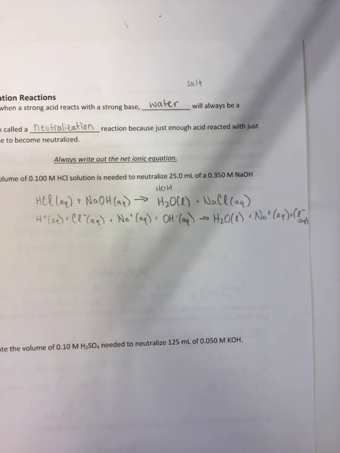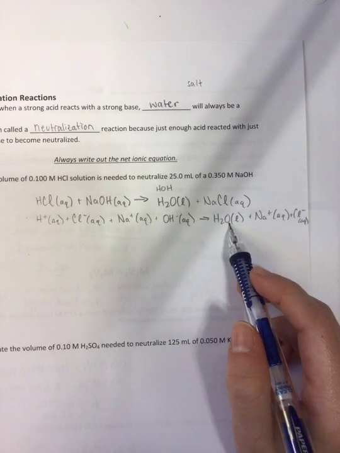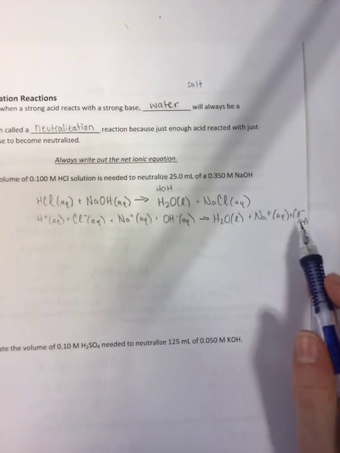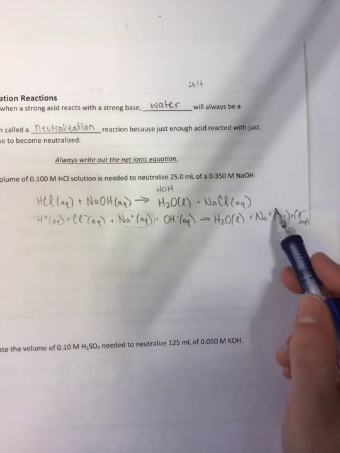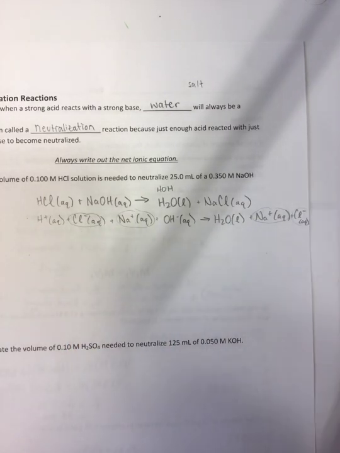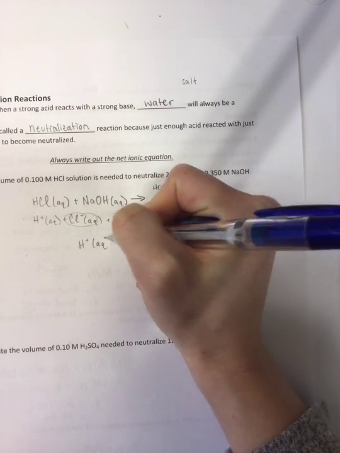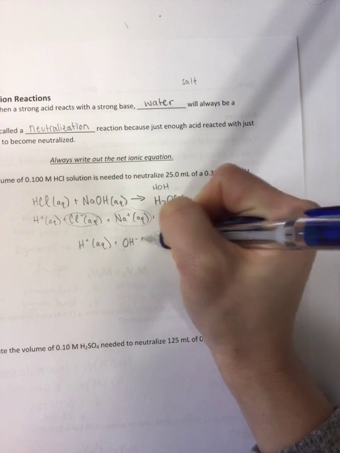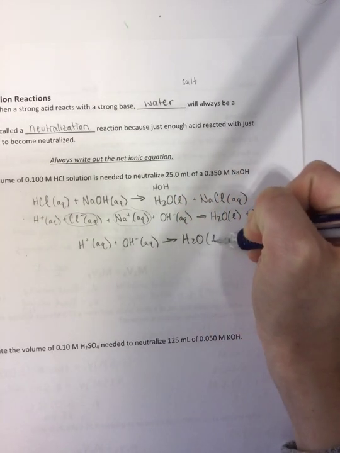Then we go through and we look for those things called spectator ions, the things that aren't a part of the reaction. My H2O is a liquid, so that's the only thing that doesn't get broken up. And the only things that don't change from the left side to the right side are my sodium ions and my chlorine ions. So the only things that are left are my H pluses and my OH minuses coming together to form my water.